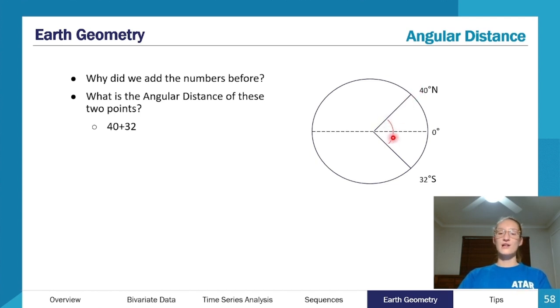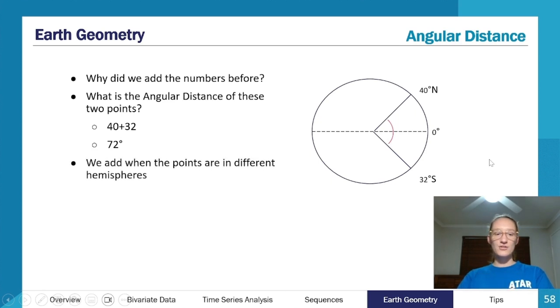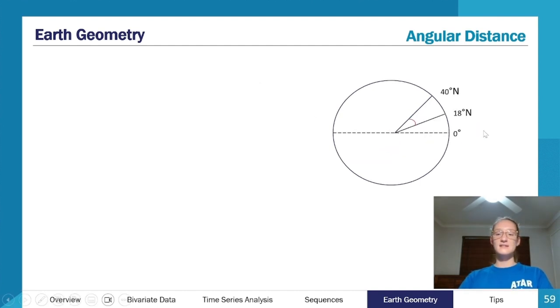And I know that this is 32 degrees. If I add these two together, then that whole section in there is 72 degrees. So when our points are in different hemispheres, when we've got one point up here in the north hemisphere and one in the south hemisphere, that's why we add the values together to get the angular distance, because it mathematically makes sense. We're trying to figure out what this distance is.